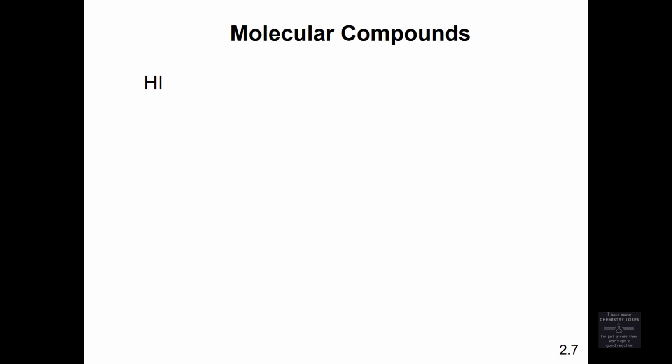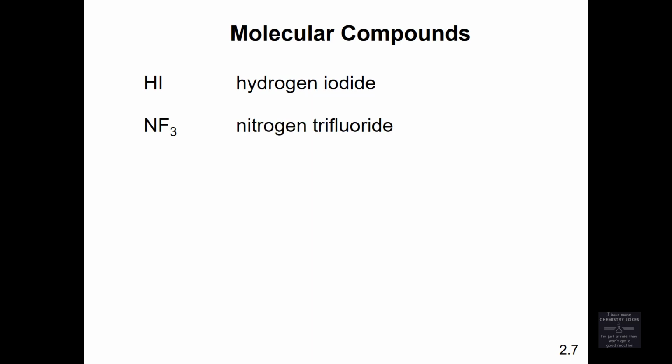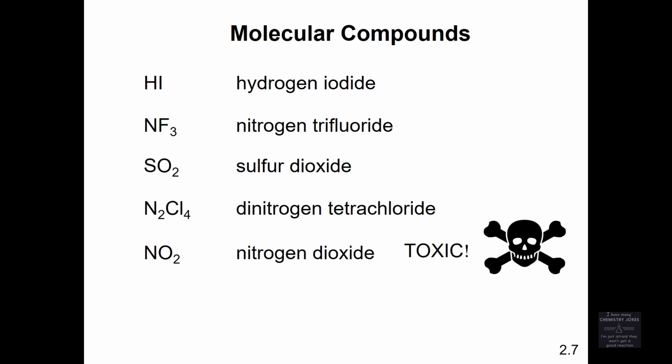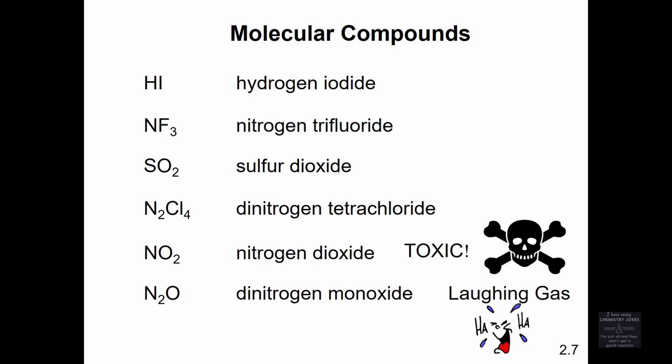HI, that's hydrogen iodide. You do not have to say monohydrogen monoiodide because mono is often excluded. NF3, that's nitrogen trifluoride. You have to tell me how many of each atom are included, except the mono is often excluded. Sulfur dioxide, that's an S with an O, but two of the O's. Dinitrogen tetrachloride, N2Cl4. Nitrogen dioxide is this guy. Dinitrogen monoxide, that's what I was getting ahead of myself on a second ago.